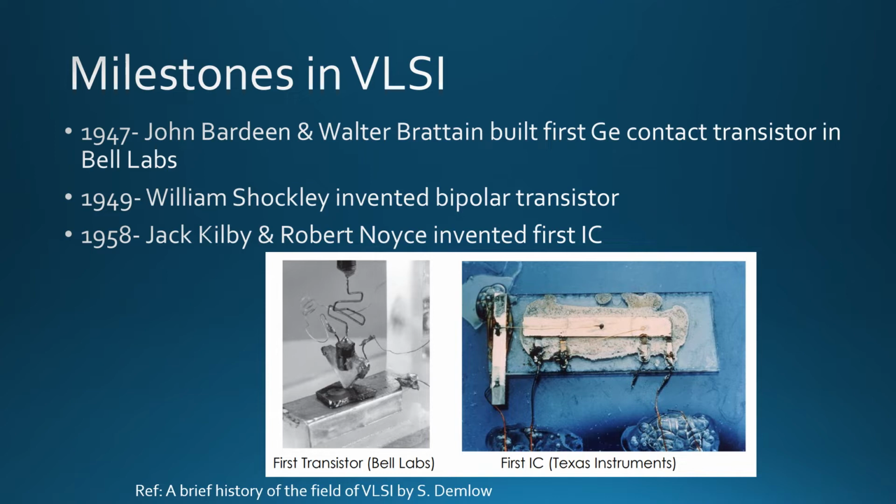In 1947, John Bardeen and Walter Brattain were the first to build a contact transistor at Bell Laboratories, made from germanium semiconductor. In 1949, William Shockley invented the first bipolar transistor. In 1958, Jack Kilby and Robert Noyce invented the first ever IC. In this picture, on the left is the first transistor, and on the right is the first IC, fabricated by Texas Instruments. Jack Kilby and Robert Noyce were part of Texas Instruments, and they are the ones who built the first IC.